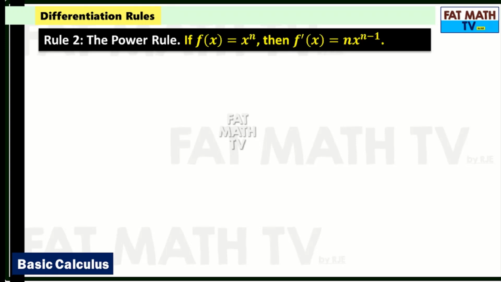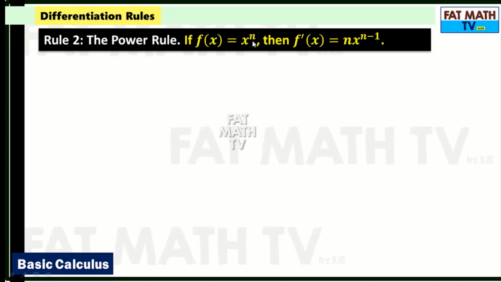Okay, let us have rule number 2, the power rule. This is what you often use in differentiating functions. If a function is in the form x raised to n, or f of x equals x raised to n, then the derivative f prime of x is equal to nx raised to n minus 1. The exponent n becomes the numerical coefficient, and the exponent is reduced by 1. So what you're going to do is make the exponent the numerical coefficient and subtract 1 from the exponent.